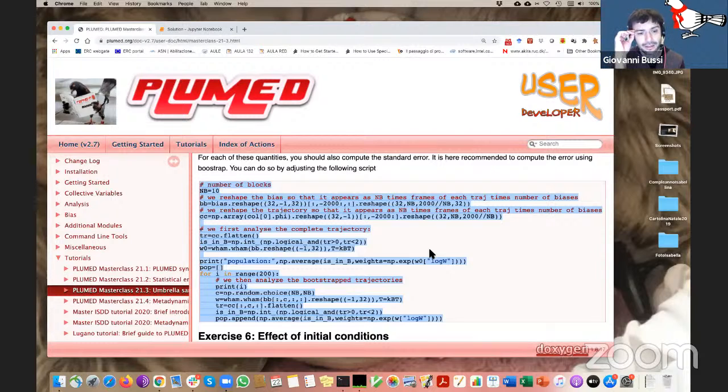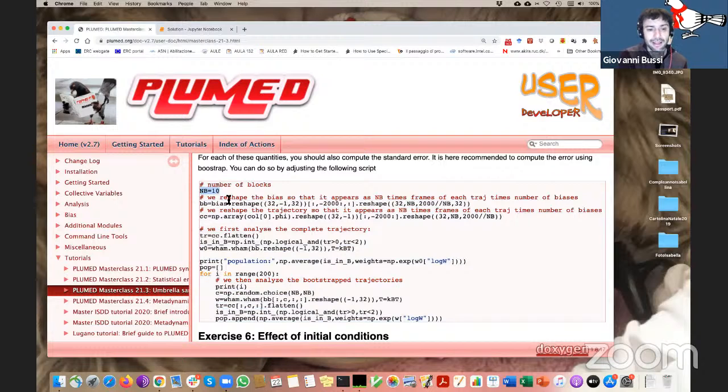It has the block analysis part, so the trajectory is split in blocks, and then after you have done the blocks, we do here some fancy analysis. But you can do other stuff here if you need.